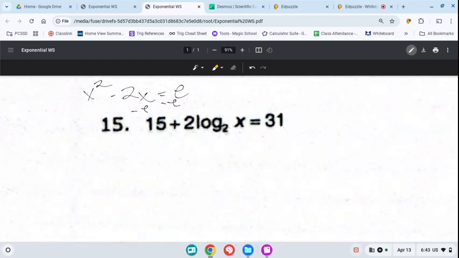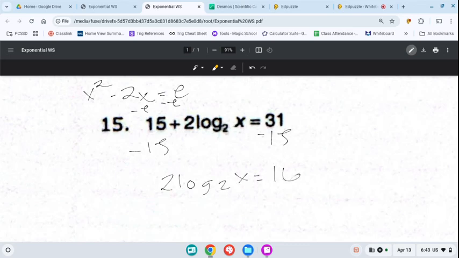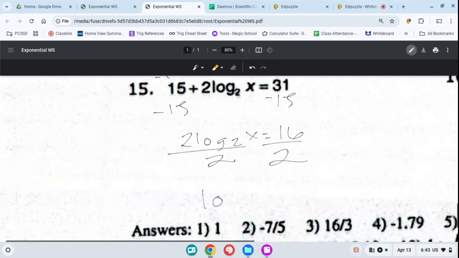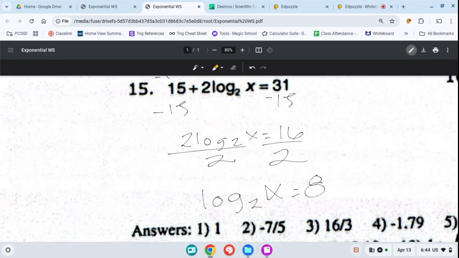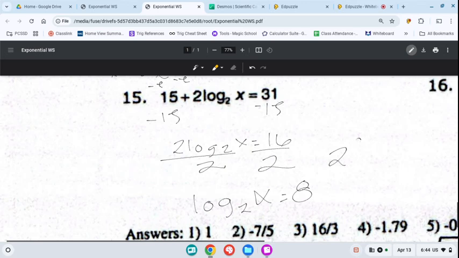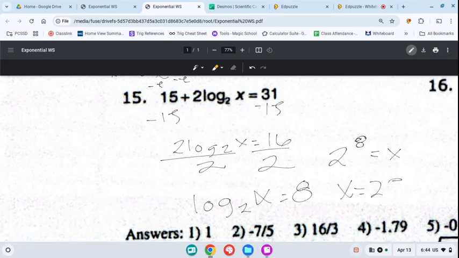All right, number 15. Subtract 15, subtract 15. So I get 2 log base 2 of x equals 16. Divide by 2, divide by 2. Log base 2 of x equals 8. Remember, I now have my base, my answer, and my exponent. So I have 2 to the power of 8 equals x. That's an 8, I promise. And so 2 to the power 8, x equals 256. My base, my exponent, my answer.